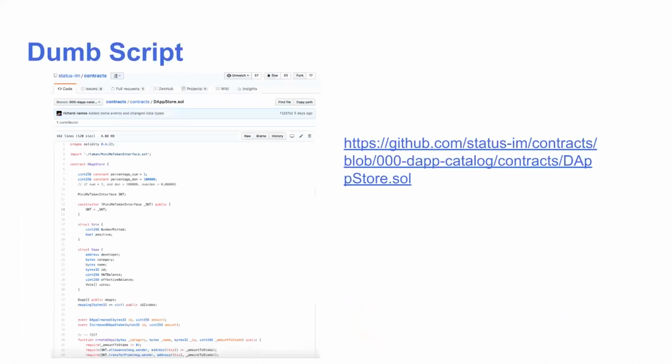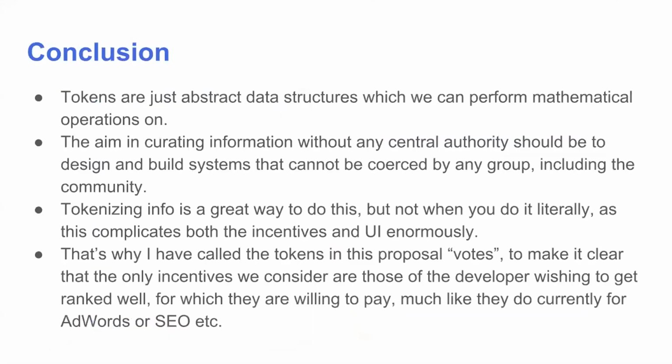If you would like, the smart contract is here. Me and Richard have been working on it. You can go and take a look. It's just over 100 lines of code, which I think is pretty exciting.